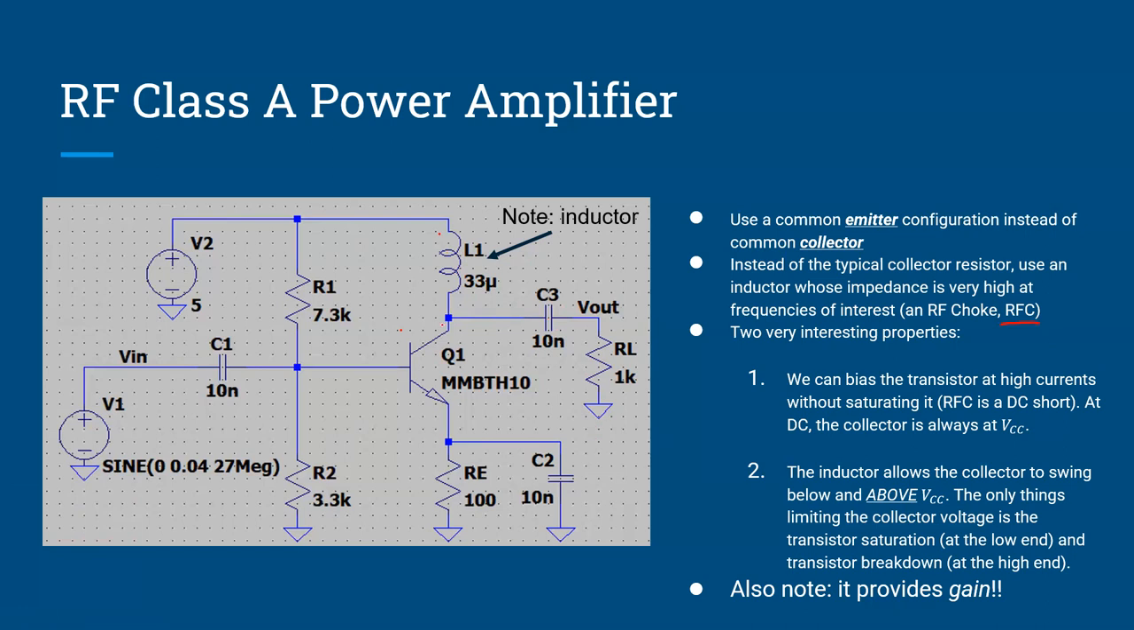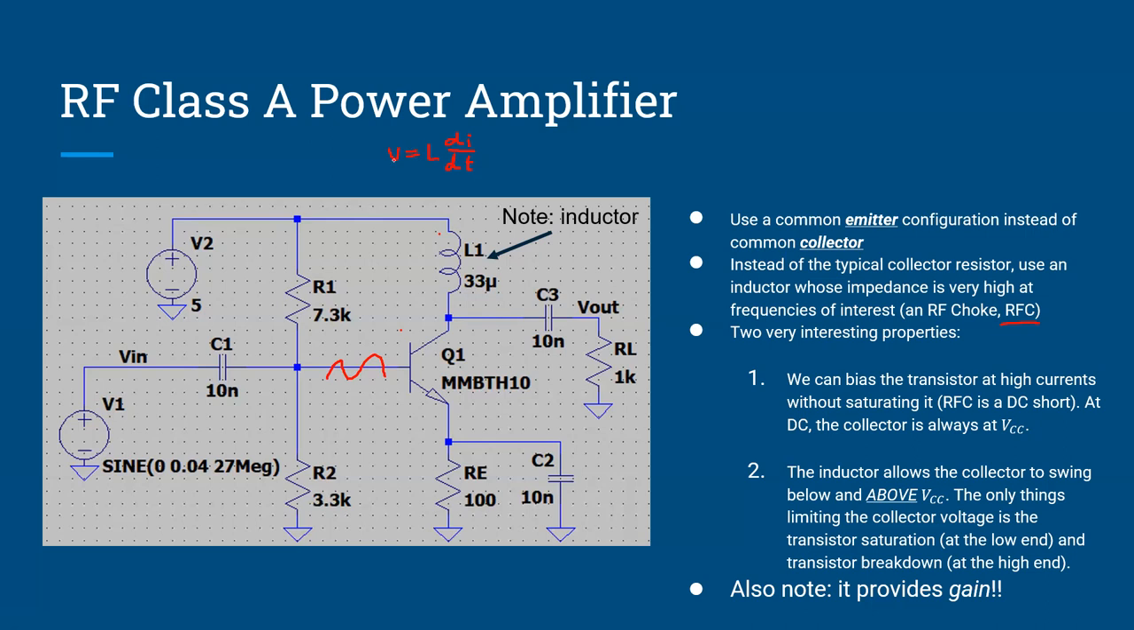But the key here is that this collector is sitting at 5 volts DC, and when we apply some AC signal to the base, that's going to move the collector current up and down. Remember that the voltage across an inductor is L dI/dt. If I is sinusoidal, because the base voltage is sinusoidal and the base voltage controls the collector current, then the derivative of a sinusoid is another sinusoid, except you shift the phase by 90 degrees and sometimes flip the sign, and then multiply by L.